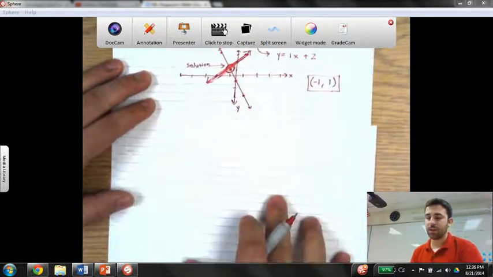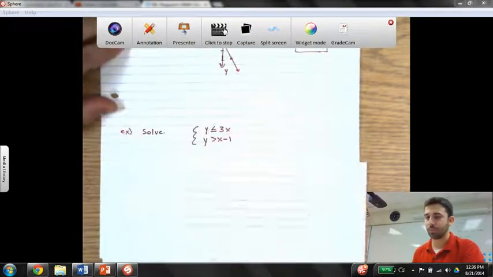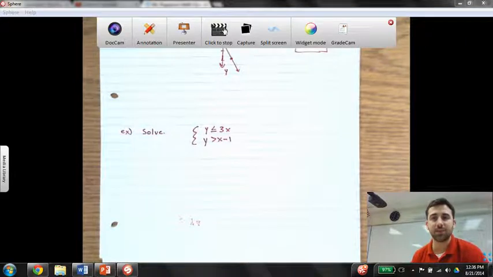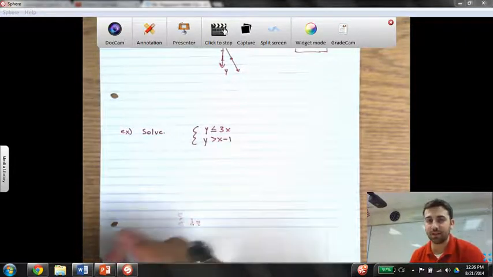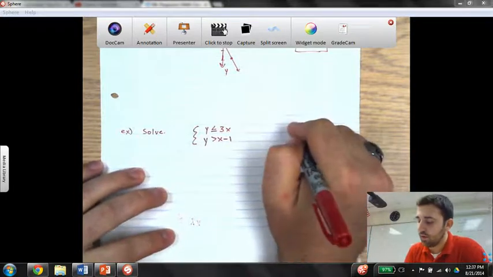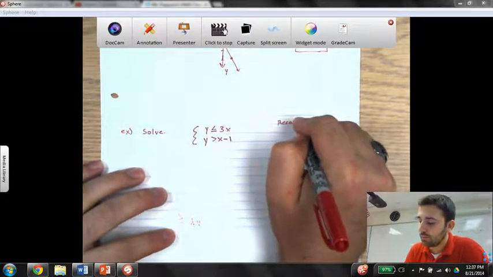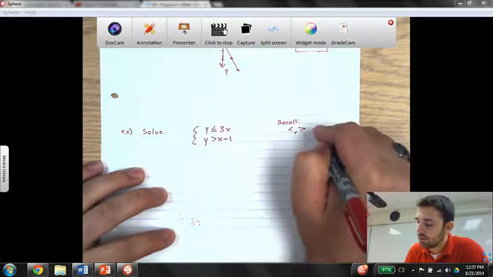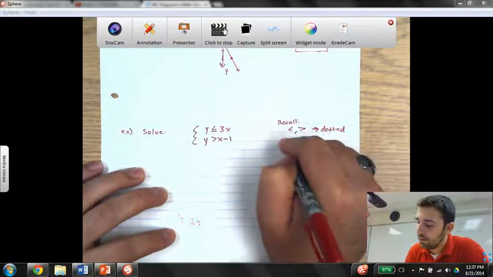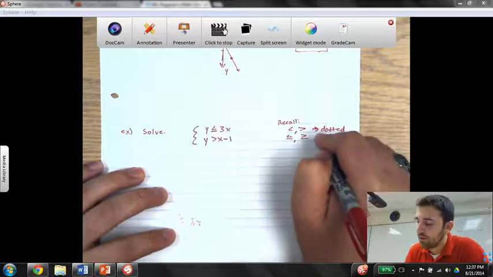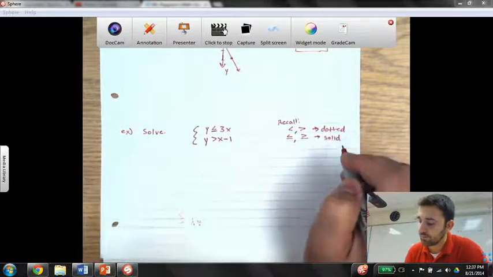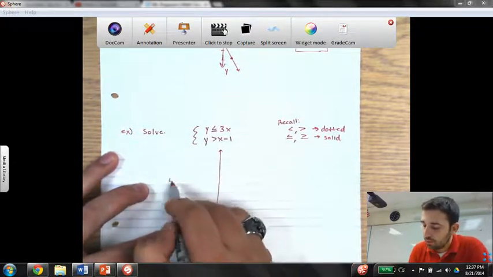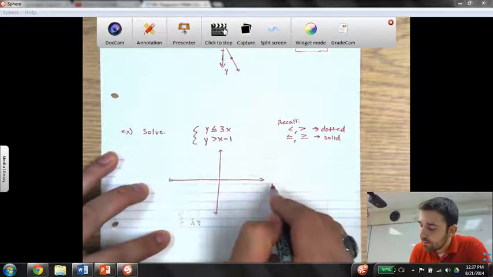Moving on from here, we have a system of inequalities. Inequalities we're going to graph just like linear equations, except there's a few things different we have to consider. When you have less than or greater than signs, your line will be dotted. And when you have less than or equal to, greater than or equal to, your lines will be solid. We're also going to talk about shading, but we'll do that after we have our graph. So we draw our axes, label them.